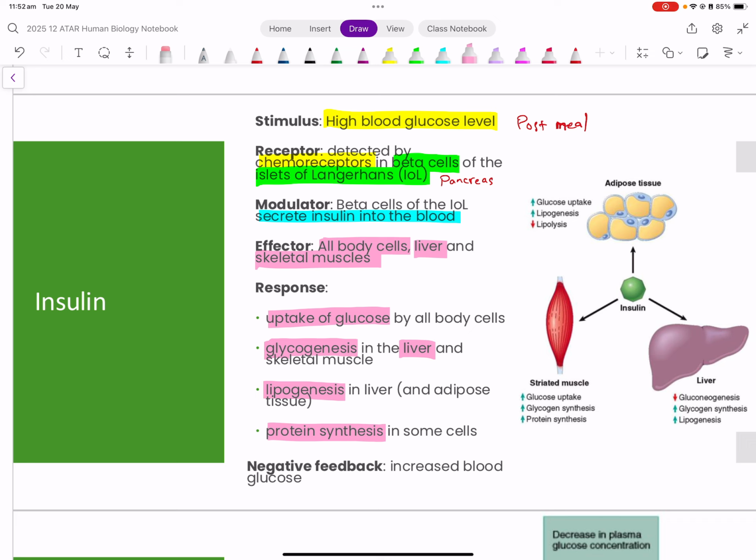Overall, all of these different responses are going to lead to an increased level of blood glucose. No, that's not quite right, is it? It is going to be a decreased blood glucose level, okay, decreased BGL in response to high blood glucose level. So this is an example of a negative feedback system.